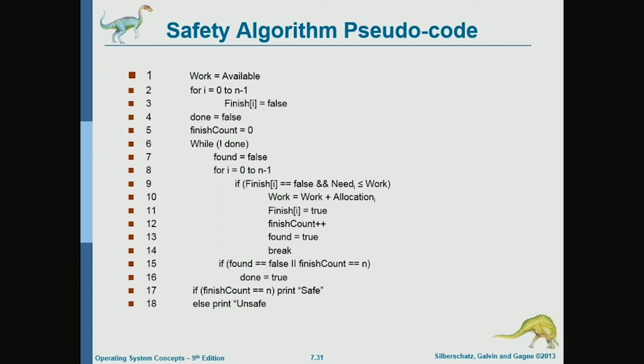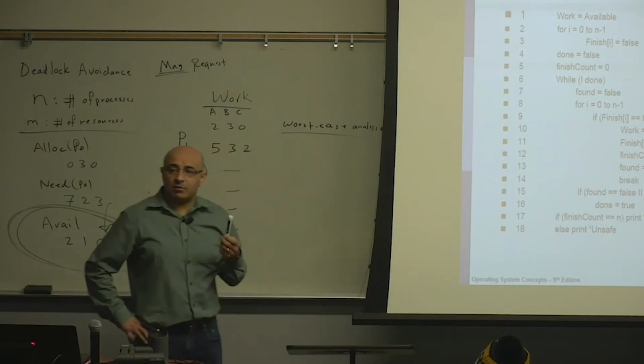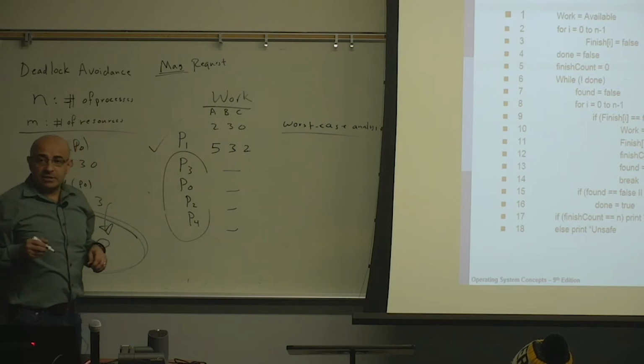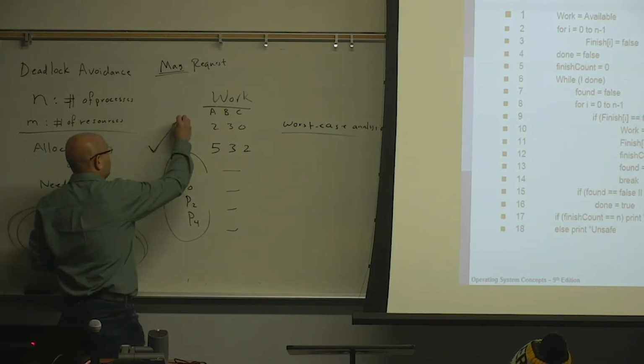And it checks if this process is finished or not. If it's finished, then we don't have to check it again. We don't want to find the same process over and over. So when we do P1 is finished, we mark it as finished, and we never consider it again. We're done with it.